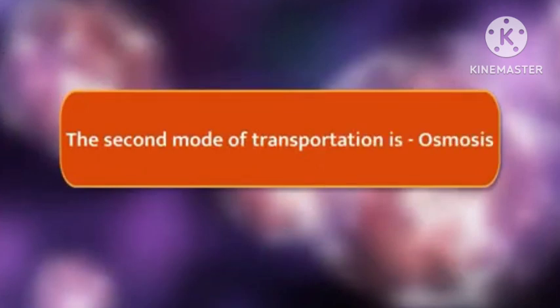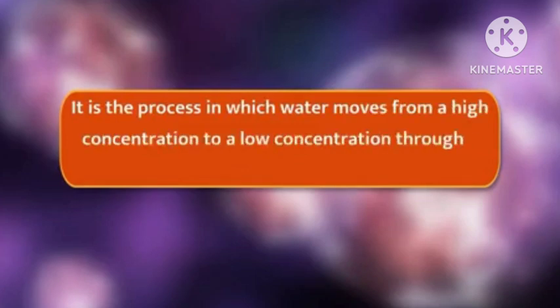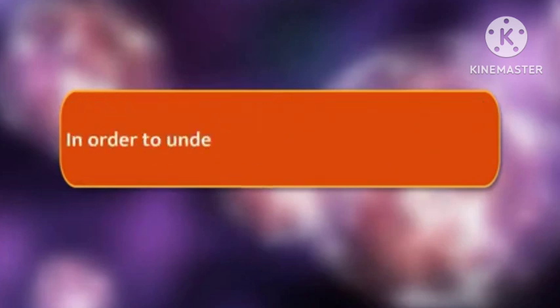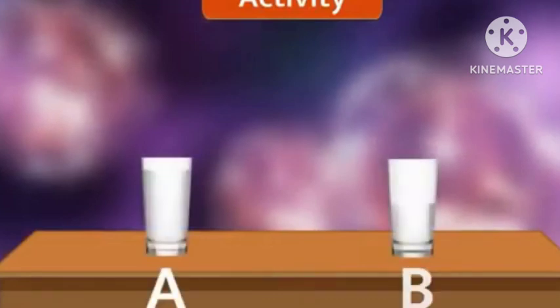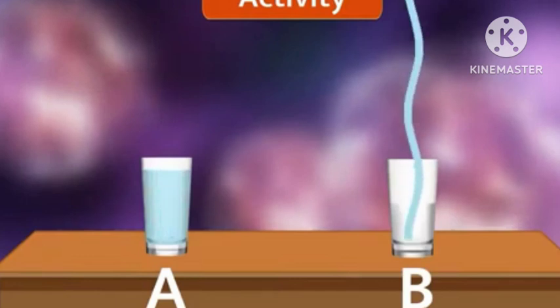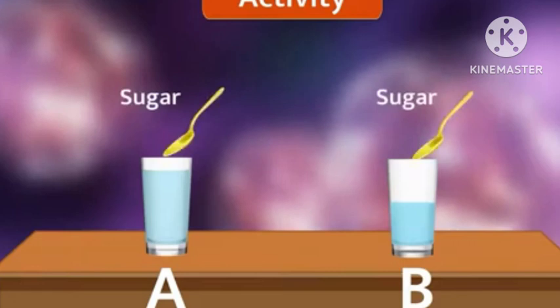Now the second mode of transportation is osmosis. To define osmosis, it is the process in which water moves from higher concentration to lower concentration through a semi-permeable membrane. And let's see a performance of an activity, how it moves. Firstly, we will take two jars, A and B. Now we pour water in A and the same in B, but A is full and B is half. Then we are adding sugar.